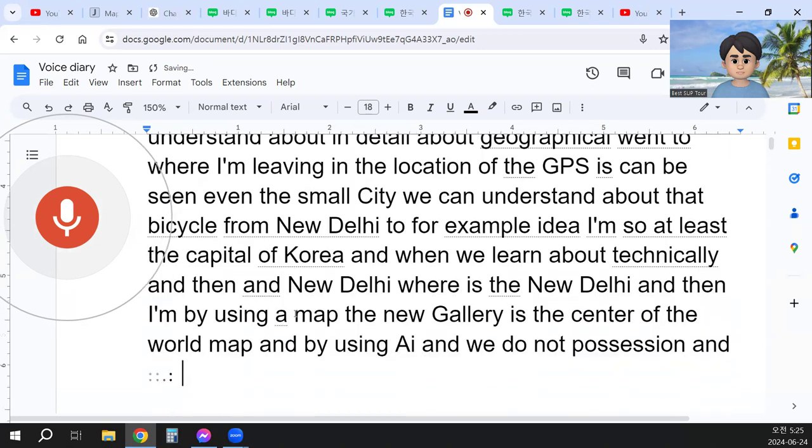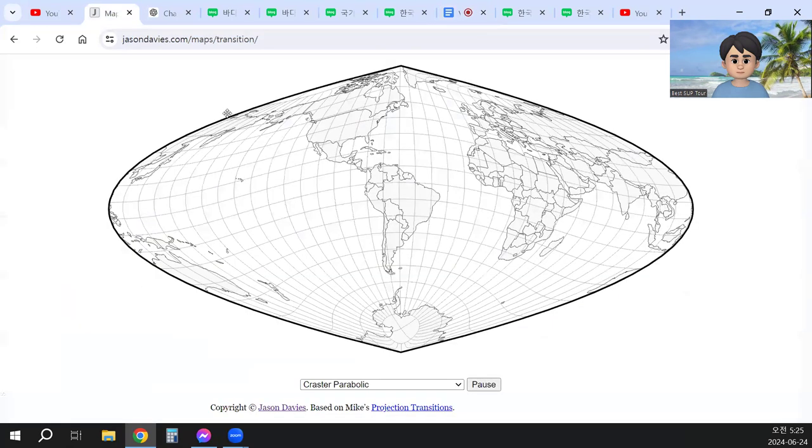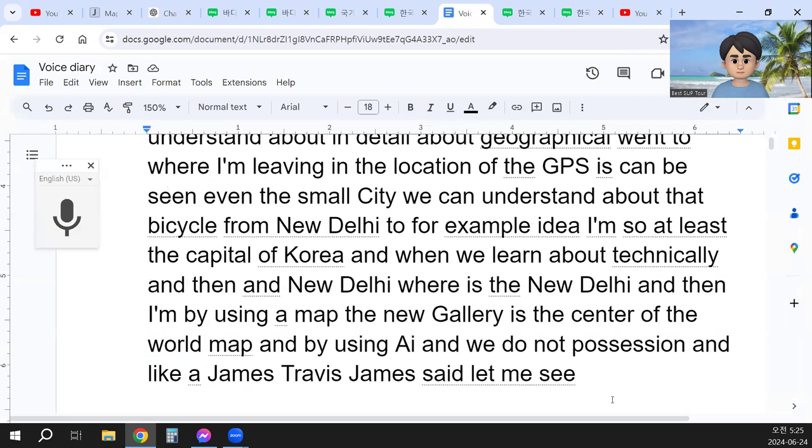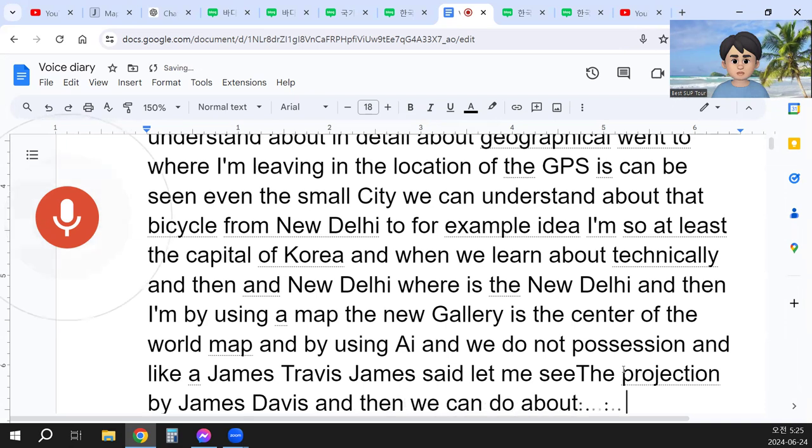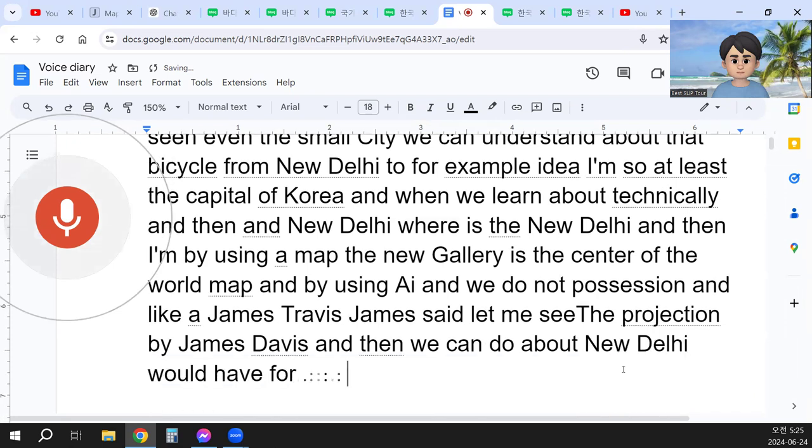like James Davies. Yeah, this projection is James Davies. The projection by James Davies, and then we can view New Delhi with the help of AI.